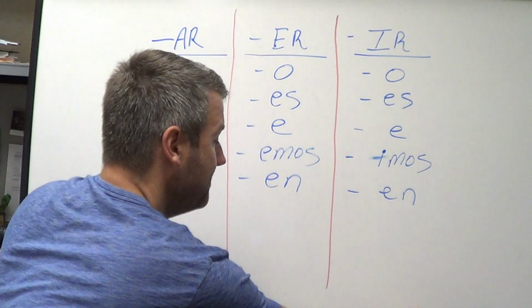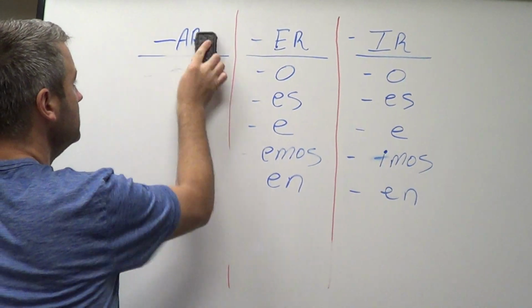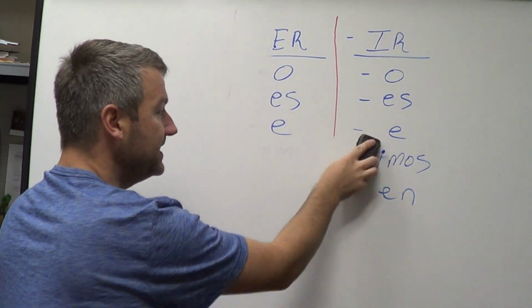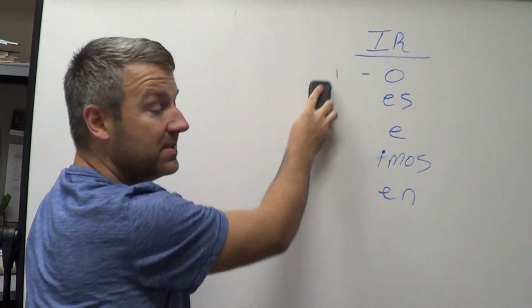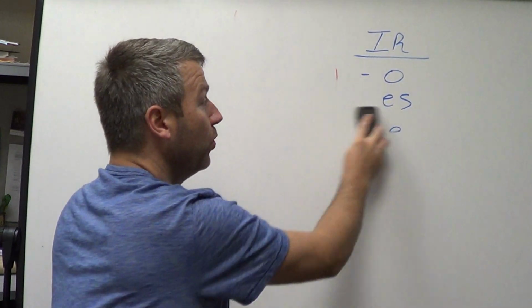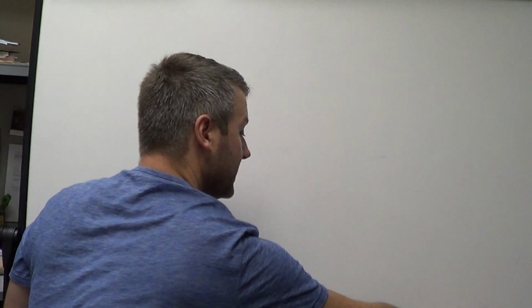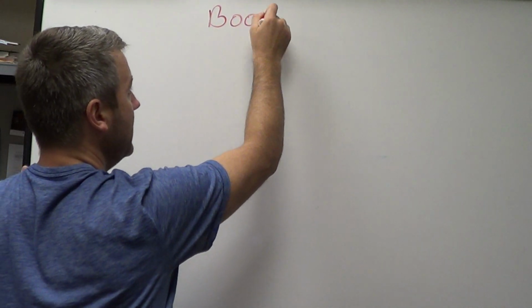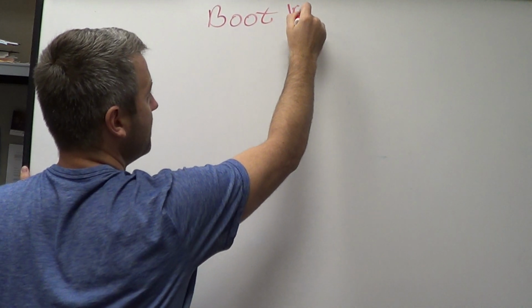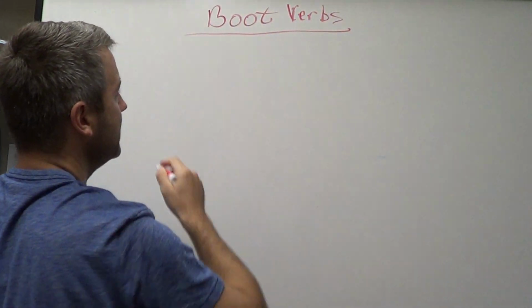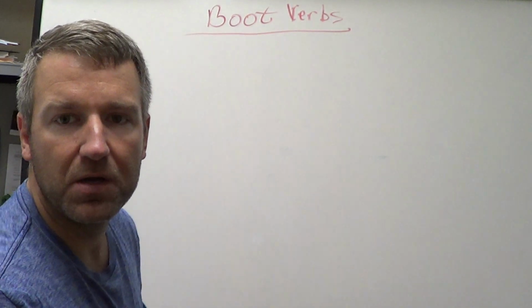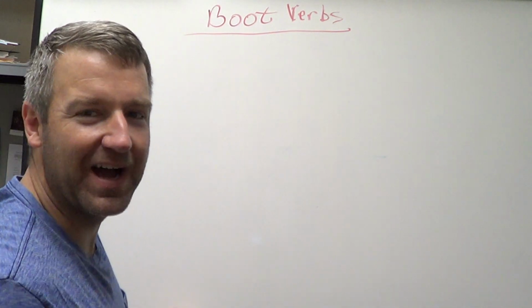Okay? So let me erase the board, and I want you to, again, keep in your mind these endings that I am erasing up here, because these are forms we've gone over since weeks past. So now we're going to take a look at something called a boot verb. Boot verbs. Alright? Now again, some people call them stem changing verbs. I think that's what the book calls them, but I'm just going to call them boot verbs. Okay? You'll see why in a second.